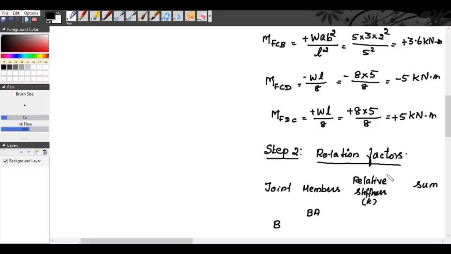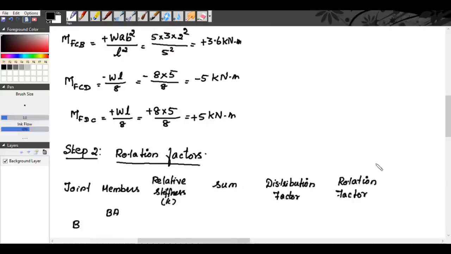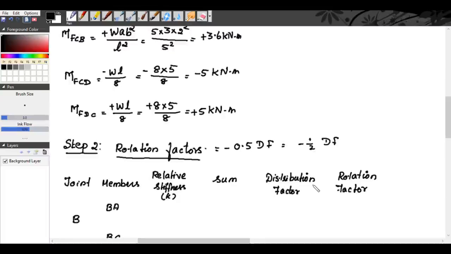Now, step 2, we will find the rotation factor. In the moment distribution method, step 2, we found the distribution factors. In Kani's method, we have to find the rotation factors. As we have studied in our last class, rotation factor is nothing but minus 0.5 times the distribution factor. That is, minus half of the distribution factor will give you the rotation factor. So first we will find the distribution factor, then we will multiply it by minus 0.5.